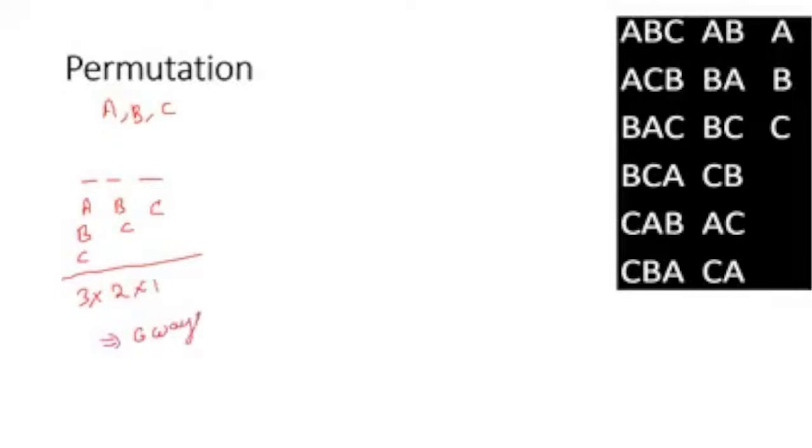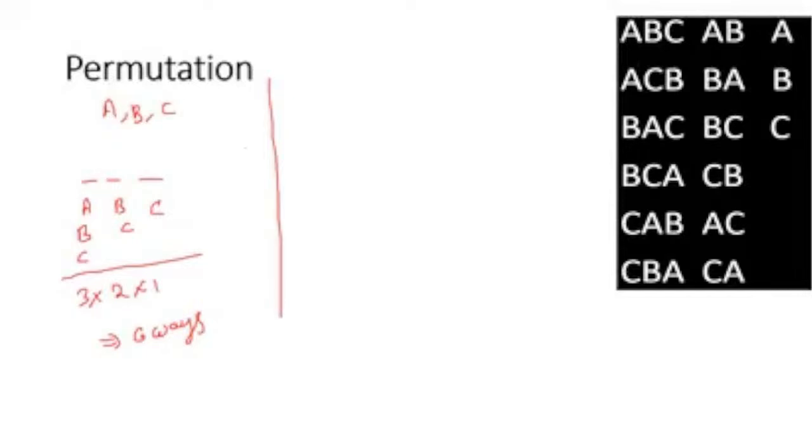See, in permutation, suppose I have three elements available, A, B, C. The number of ways of arranging all three items: for the first position it is A, B, C, then B, C and C. So this is nothing but 3 into 2 into 1, which is 6 ways of arranging the given elements. Yes, this is taking all three elements.